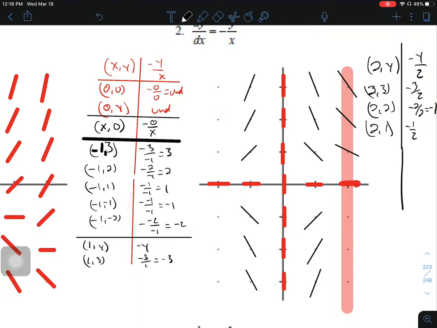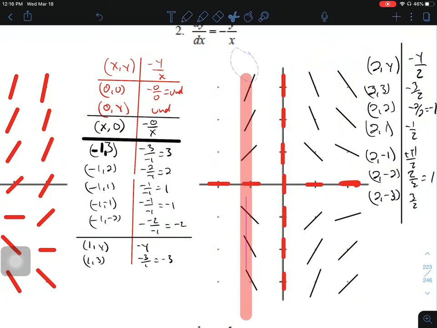As we go down here to the negative y values, say like negative 1, you're going to have a negative over negative 1, which is positive, so we have positive 1/2. And then if we have 2, negative 2, it's going to be 2 over 2, which is 1. And then 2, negative 3, it's going to be 3 over 2, that's 1.5. Still have this column over here to do.